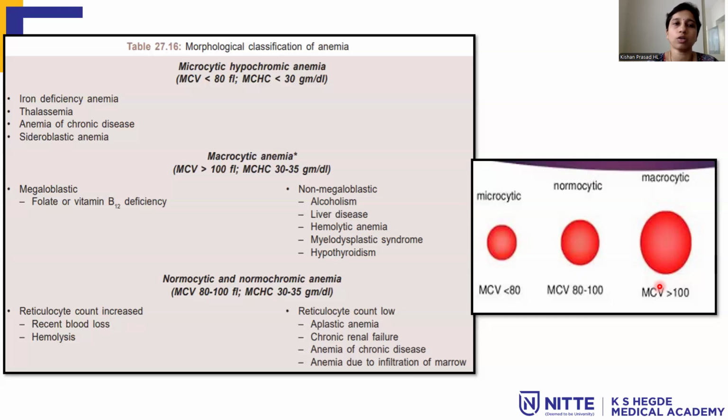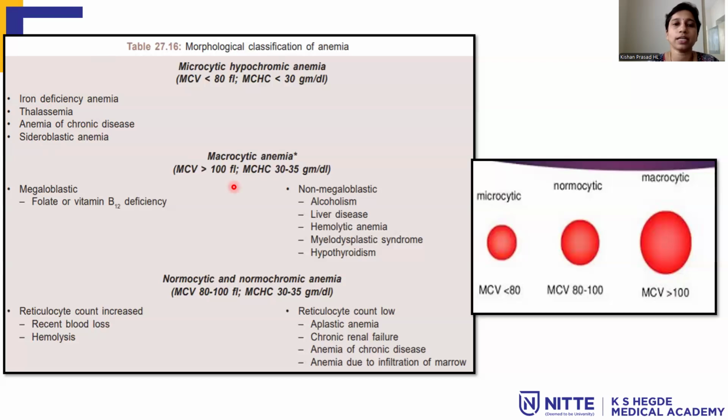So we need to know the causes for each morphologic type of anemia. If it is microcytic hypochromic anemia, the four common causes are SITA. The short form is SITA, that is sideroblastic anemia, iron deficiency anemia, thalassemia, and anemia of chronic disease. But the most common cause among these is iron deficiency anemia. Other than that, even lead poisoning can lead to microcytic hypochromic anemia.